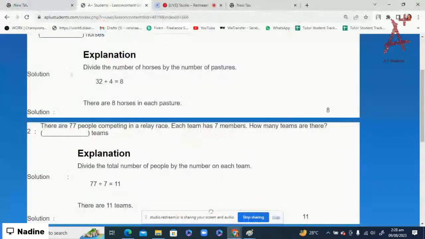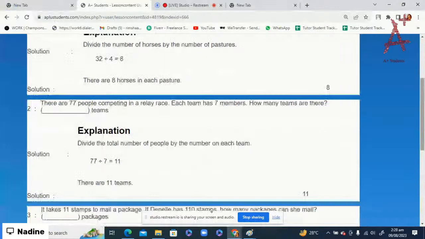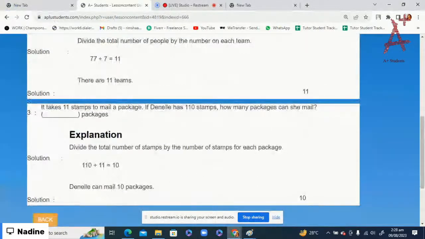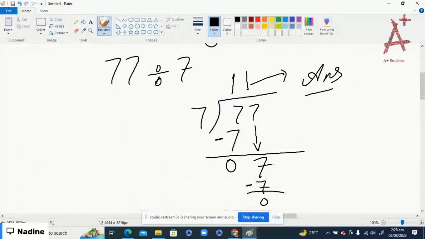Okay, so how many teams are there? There are 11 teams. Got it? And this is the method we solve it.